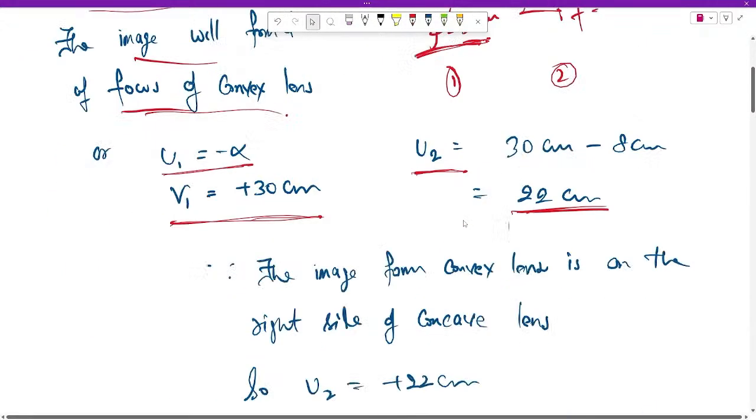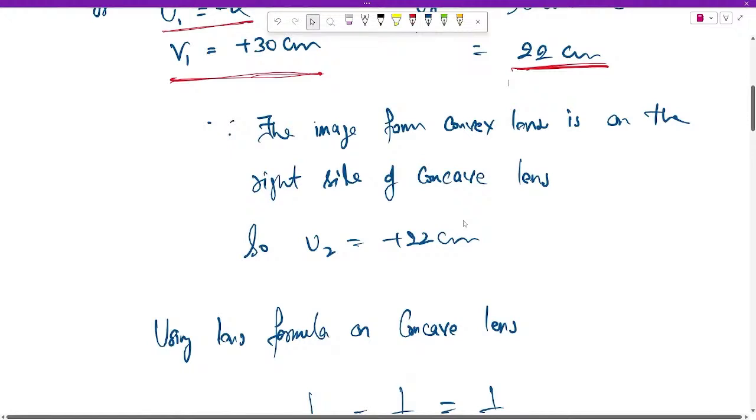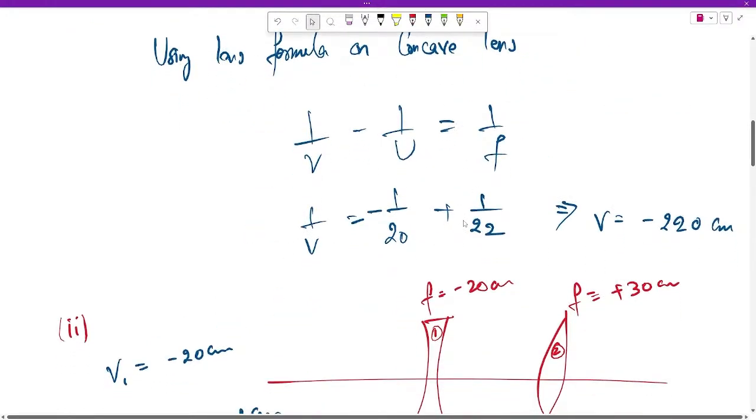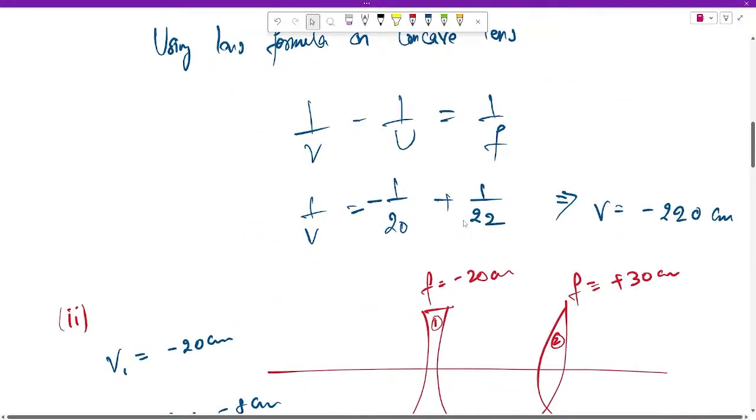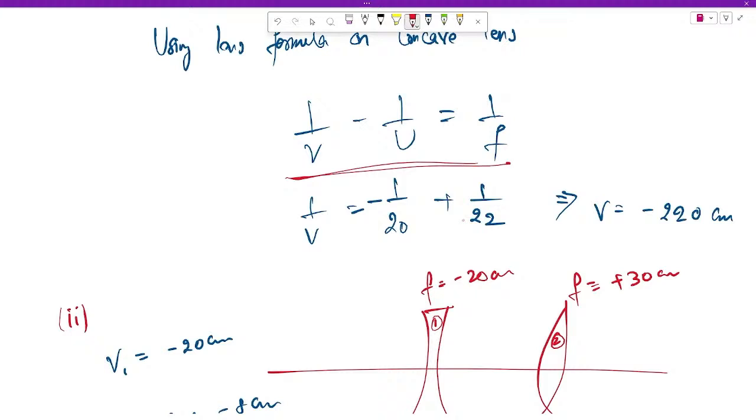Now using the lens formula for this second lens, we can find out the value of its v, that is the image formation, the position of the image. So using this lens formula for this concave lens, we can write 1 by v equals 1 by f plus 1 by u, and 1 by u is 1 by 22 centimeter, and 1 by f is 1 by minus 20 centimeter, because the focal length is given as 20 centimeter, and since it is a concave lens, we can write it as minus 20. So calculating this, we will get a value of v as minus 220 centimeter.